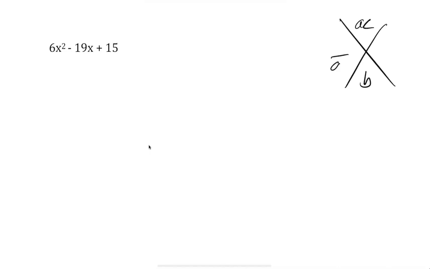AC, B, over A, over A, right? So when I do this, I'm going to multiply the first and last. In this case, we get something bigger. I get 90. 6 times 15, 6 times 10 is 60, 6 times 5, yeah, 90. And then, I did multiply, gets 90, right?